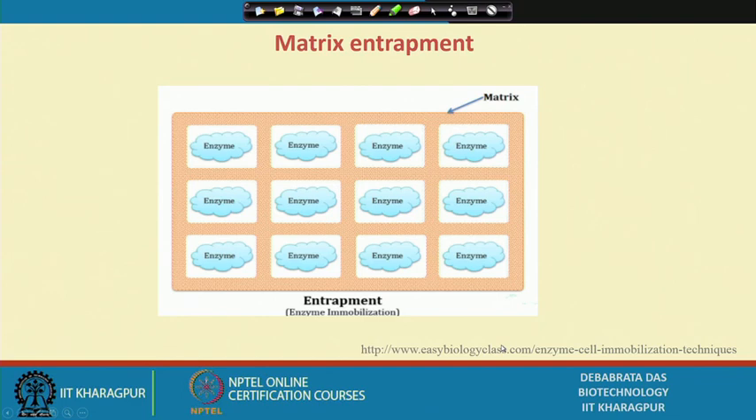Now, this is the kind of example of matrix entrapment that I showed you. This is the matrix, and inside the matrix you can see how the enzymes are entrapped. This is clearly visible.